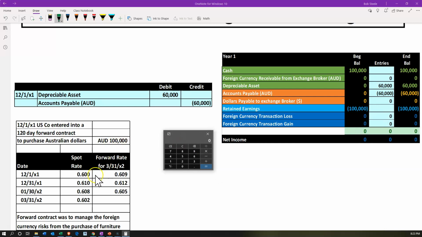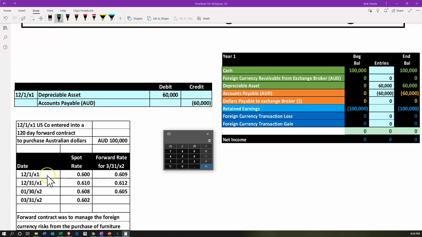We're going to do that with the current spot rate. So we're going to use the spot rate. The difference between the spot rate and the forward rate is the spot rate is the exchange rate at this point in time, at this date. We're not actually paying at this point in time, but we're going to use this point in time as the spot rate to value our depreciable asset, what we're purchasing at this time. The forward rate is a speculative rate. You can think of it as a speculative rate, and these speculative rates are all pointing to the same spot, that being 3/31/X2, the point in time that we actually make the payment.